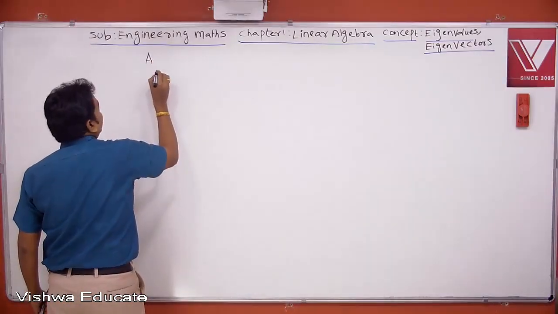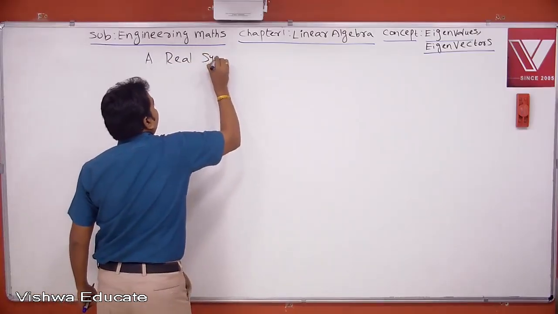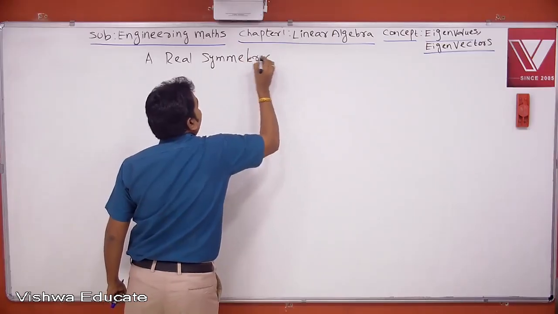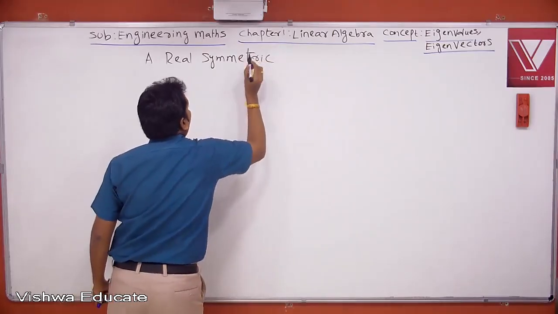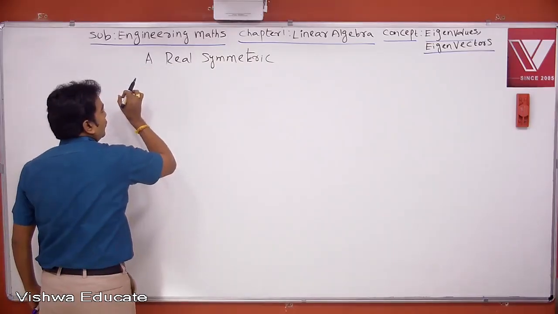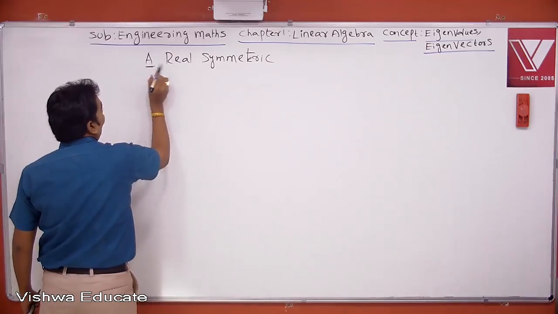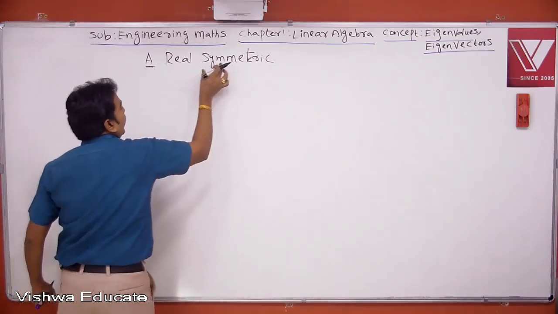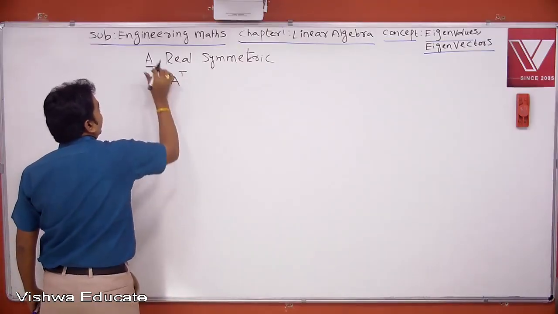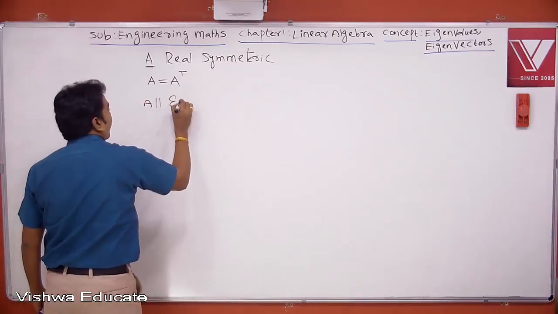Suppose I have a matrix A, a square matrix. This is a real symmetric matrix. What do you mean by a real matrix? All elements inside this matrix are real numbers. Generally, we have real numbers and complex numbers, but inside this matrix A, all entries are real numbers. And symmetric matrix means A equal to A transpose. So when something is a real symmetric matrix, all eigenvalues of A are real only.